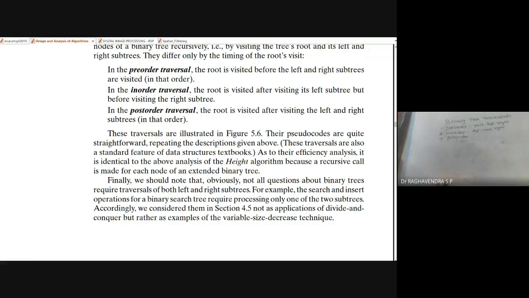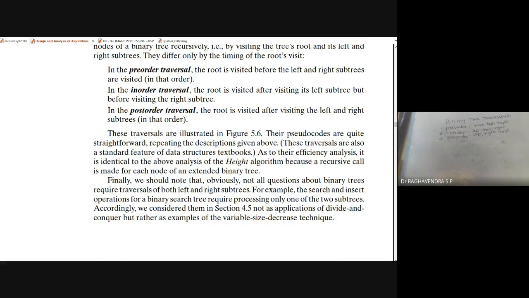Next, in case of post-order, the root is visited after visiting the left and right. So we have left, we have right, then we have the root. So this is the traversal mechanism. These are the three types of traversals: pre-order, in-order, and similarly post-order. So three types of traversal process.